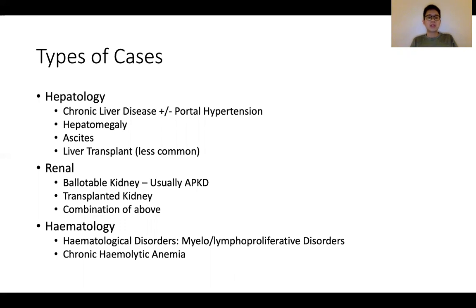For renal cases, most commonly it would be ballotable kidneys, usually secondary to autosomal dominant polycystic kidney disease, or it could be a renal allograft, or sometimes a combination of the two. And for hematology, there are two broad groups. First are the hematological malignancies instead of disorders, and second, chronic hemolytic anemias.